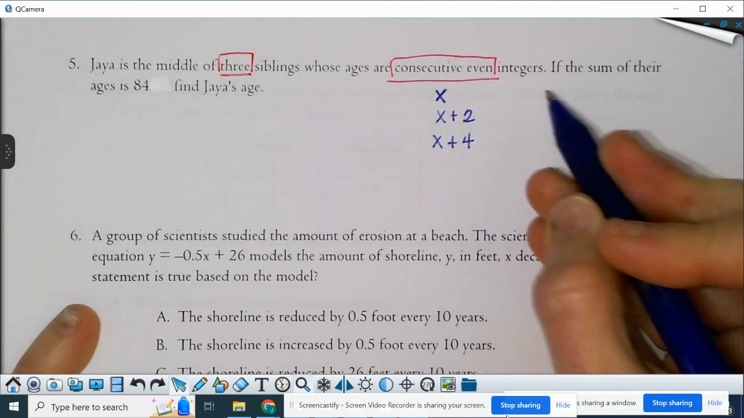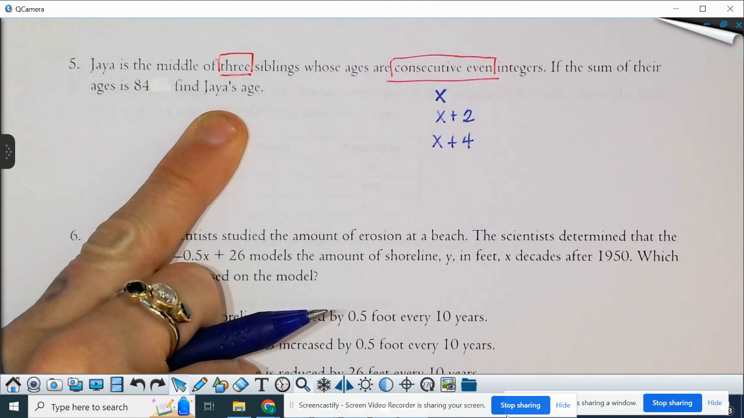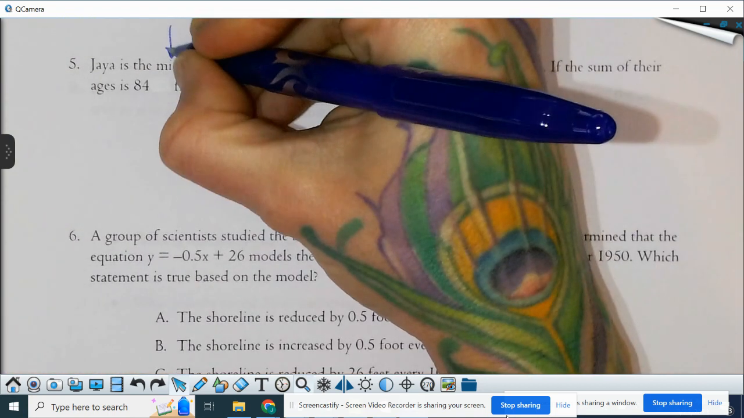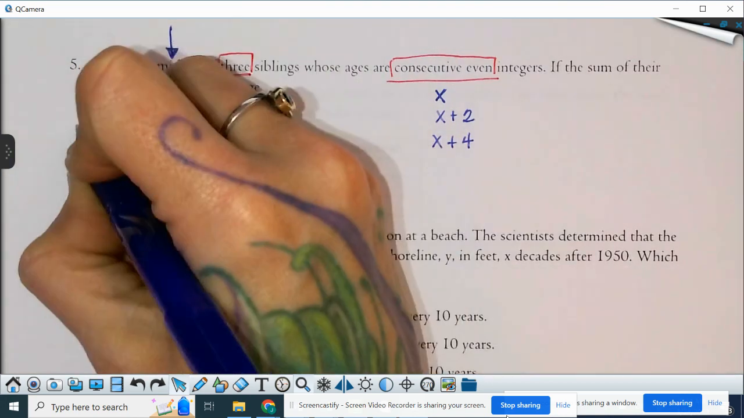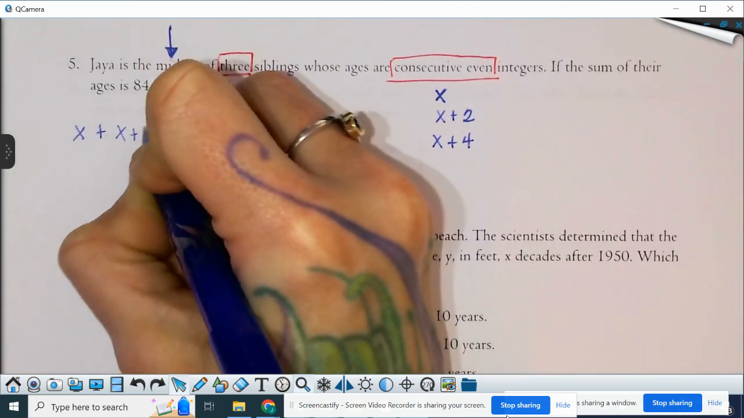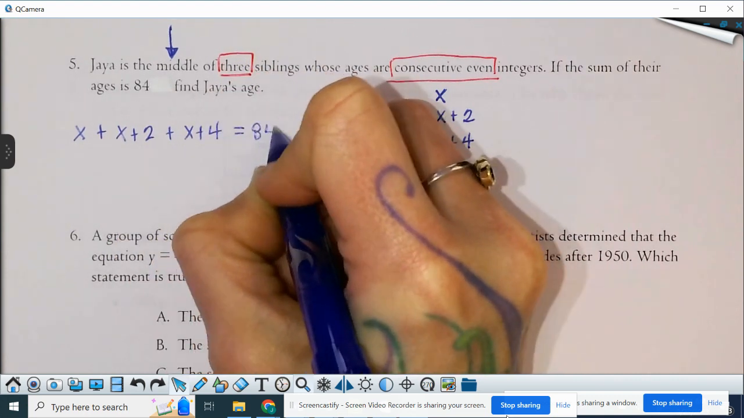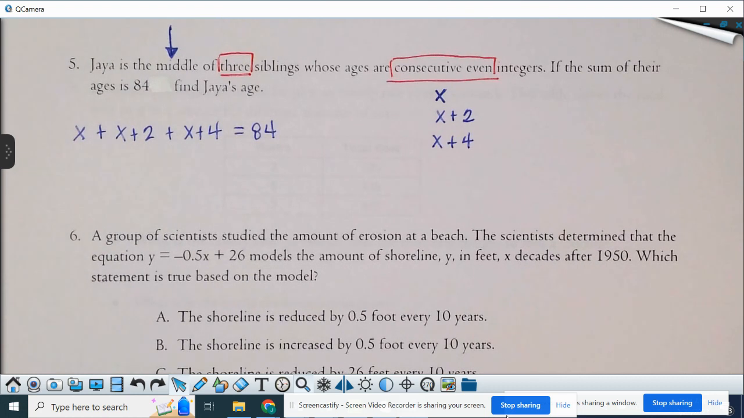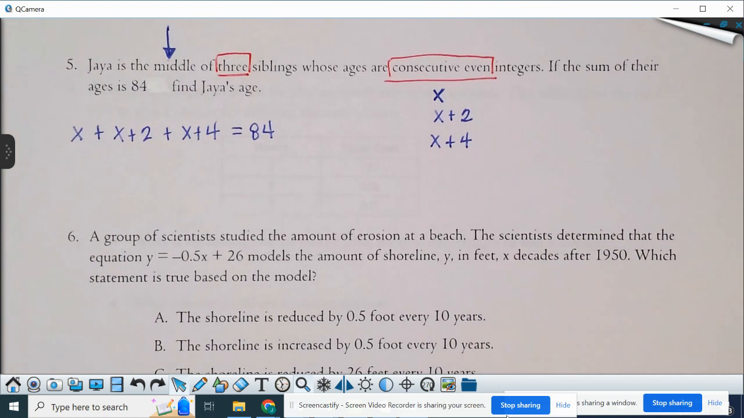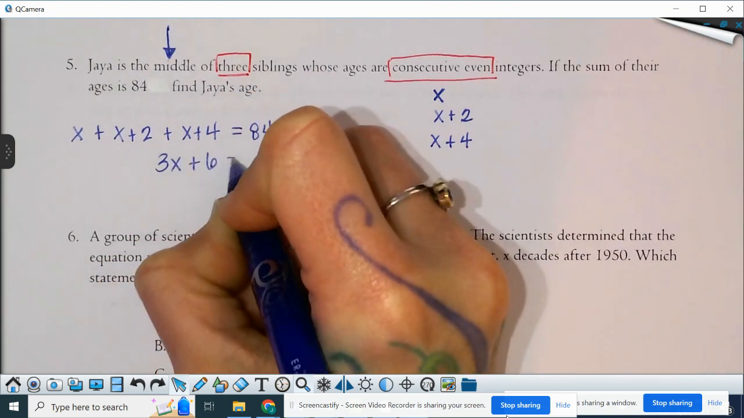If the sum of their ages is 84, find Jaya's age. And by the way, she is middle, which is going to be important in a little bit as well. So we're going to add them all together. X plus x plus 2 plus x plus 4 is 84. Combine your like terms. So how many x's do we have total? Yep, so we're going to have 3x, and then 2 plus 4 is going to be 6, equals 84.